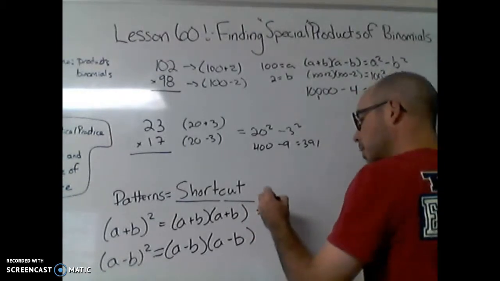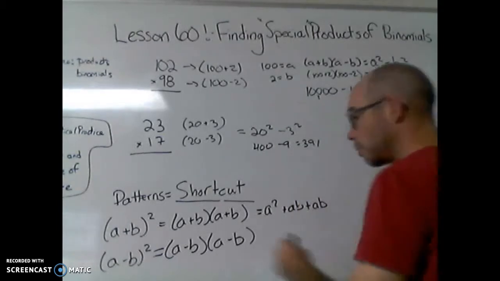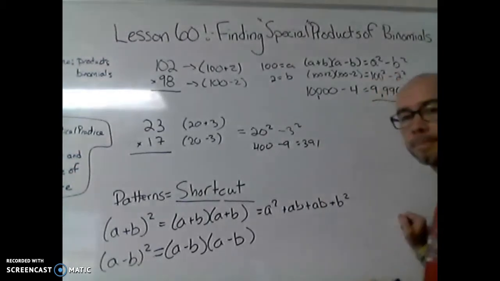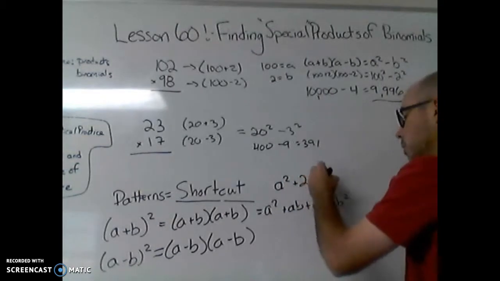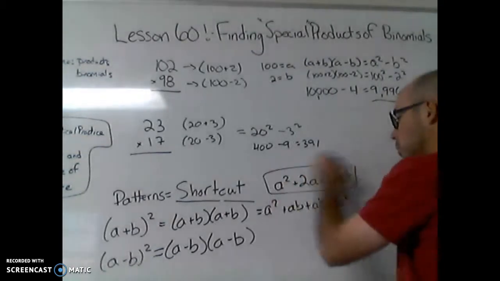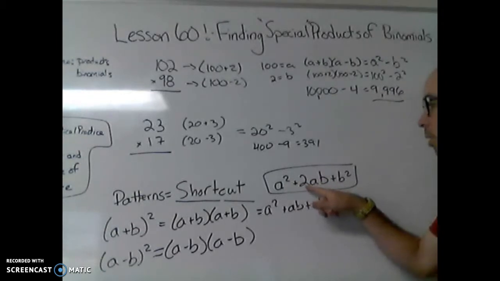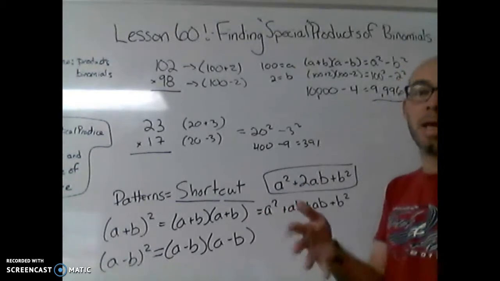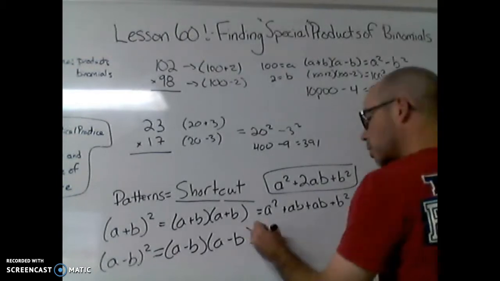We would go a squared plus ab plus another one of those. b times a is the same thing as a times b, plus b squared. So if I want to simplify this middle piece, I have 2 of those. And there's your pattern. (a plus b) squared equals a squared plus 2 times a times b plus b squared. All you have to do is identify what is a and what is b, and then you can apply that pattern. The same thing is true with this.